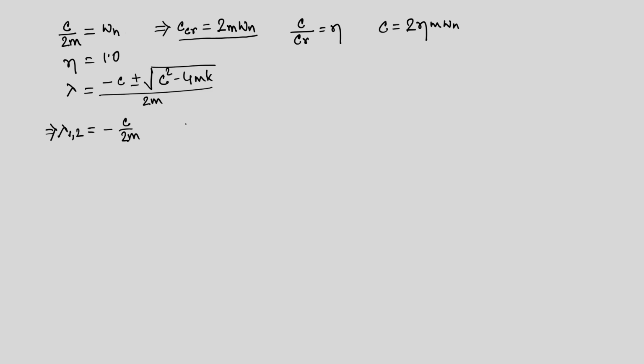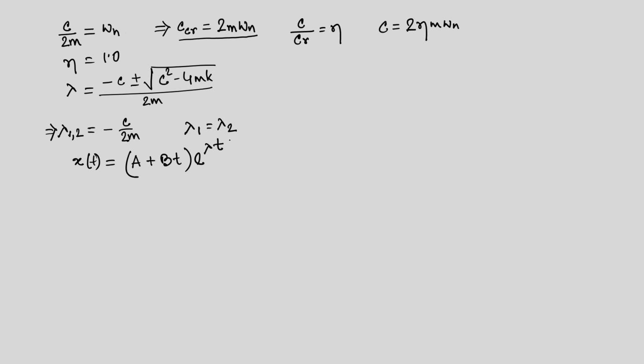So, in this case we have basically lambda 1 equal to lambda 2. So, you have two roots, but two equal roots, and not only that, they are also negative. So, what will be the nature of the solution? X of t will be equal to (A plus B t) e to the power lambda t.